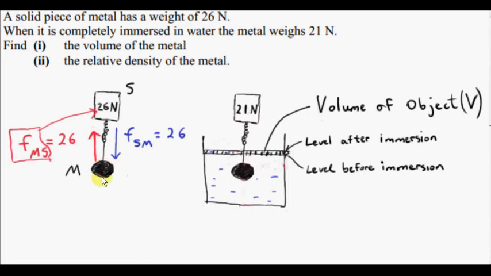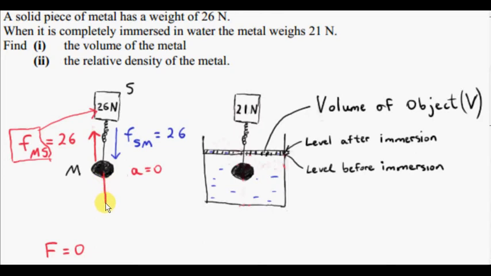Now, let's get the resultant force on this metal. Well, actually we know the resultant force is zero, because the metal is sitting here in equilibrium. Its acceleration is zero, so by Newton's second law, F equals ma, the resultant force F is zero. What's the other force acting on it?